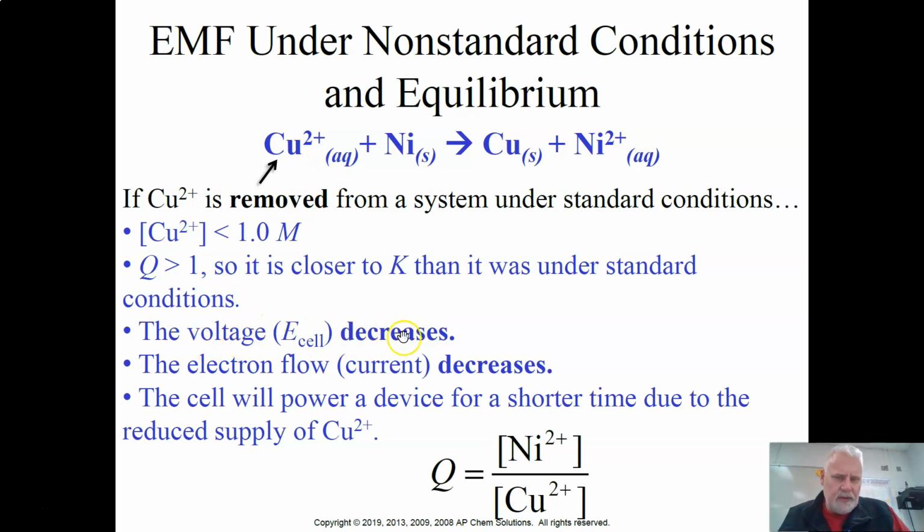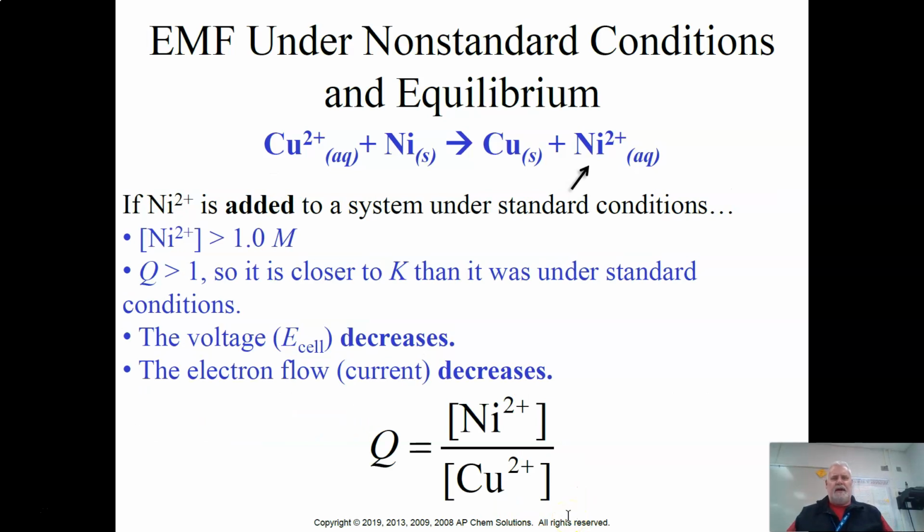The voltage will decrease. Okay, so removing this, voltage will decrease. Highlight, underline. The electron flow will decrease by removing one of the reactants. All right? And the cell will not work as long due to removing that copper. So that's kind of the driving forces.